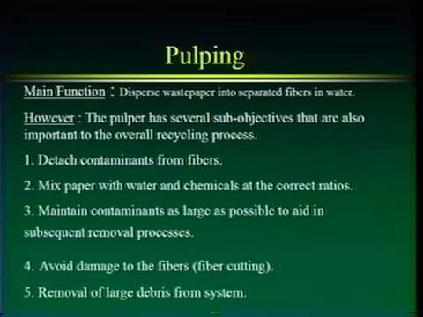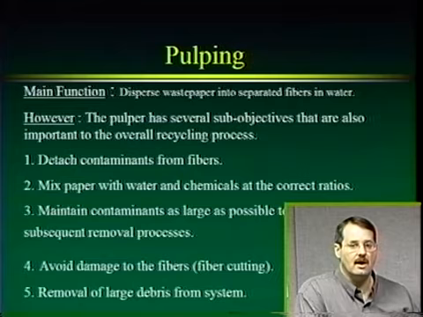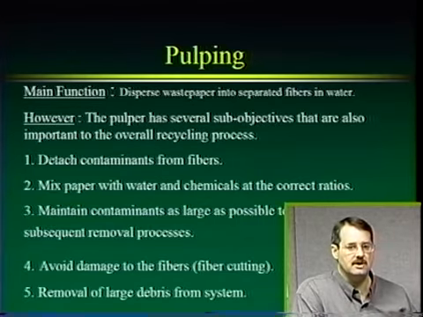The second objective that a pulper can do is mix the paper with water and chemicals. So in some pulpers we will bleach. For instance, for newsprint you might add some peroxide to a pulper. And so the pulper has a lot of shear action, good mixing.